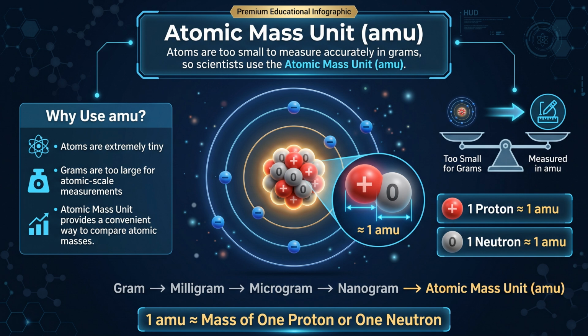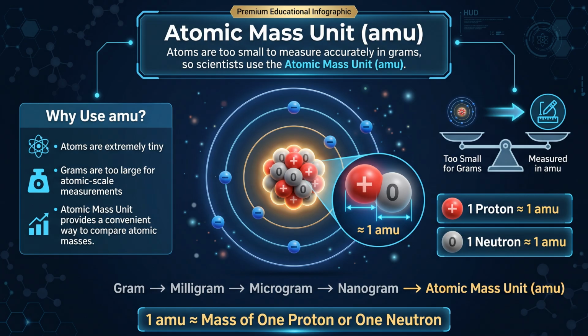You may now notice an interesting connection between mass number and atomic mass. The mass number is the total number of protons and neutrons in the nucleus, while the approximate atomic mass in AMU is also determined mainly by the protons and neutrons because each contributes about 1 AMU. This is why the numerical value of the mass number is usually very close to the atomic mass expressed in atomic mass units. For example, carbon-12 has a mass number of 12 and an atomic mass of approximately 12 AMU. Oxygen-16 has a mass number of 16 and an atomic mass of approximately 16 AMU.